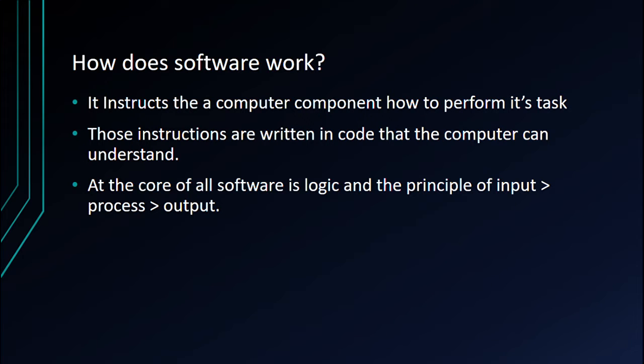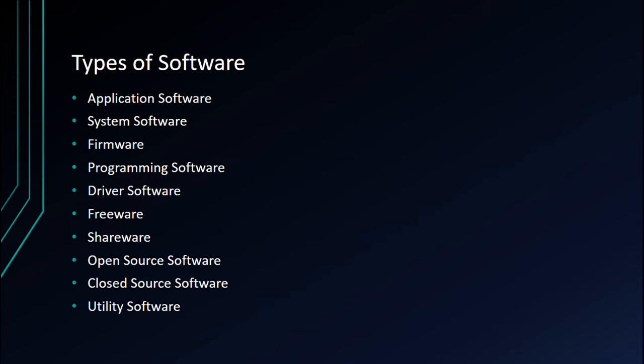We have different types of software. We have application software, system software, firmware software, programming software, driver software, freeware software, shareware software, open source software, closed source software, and utility software.